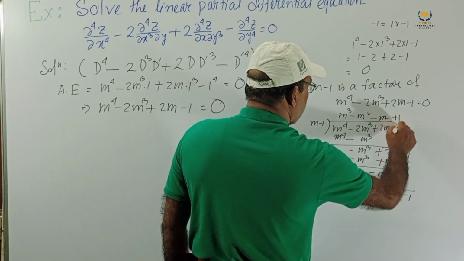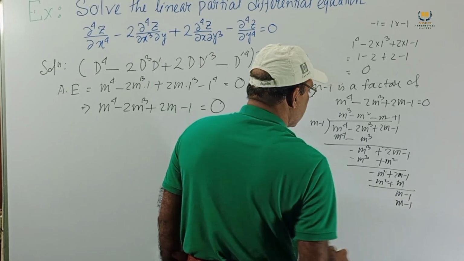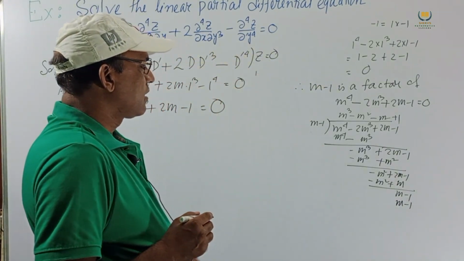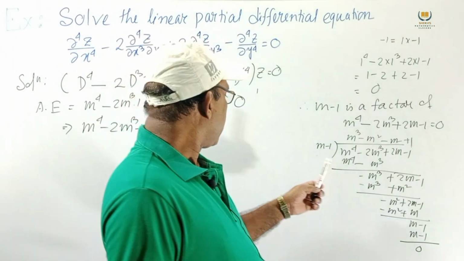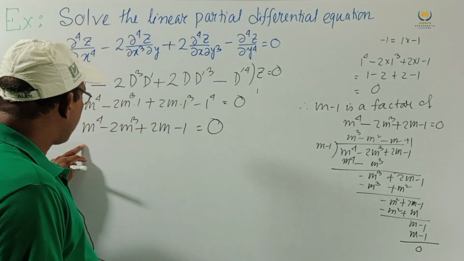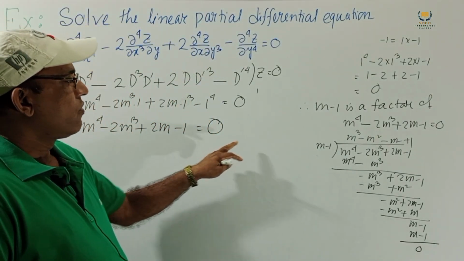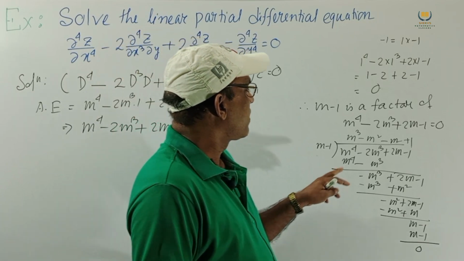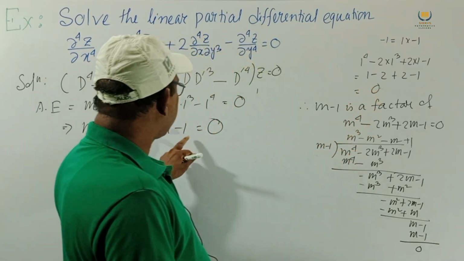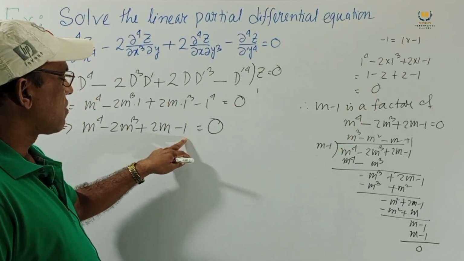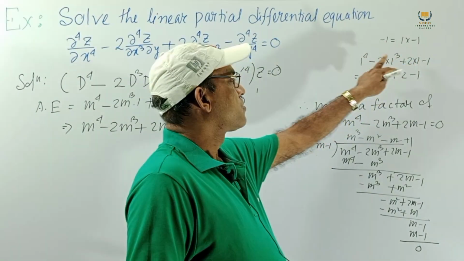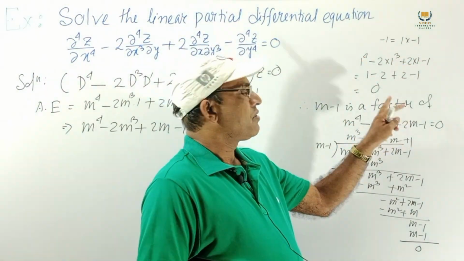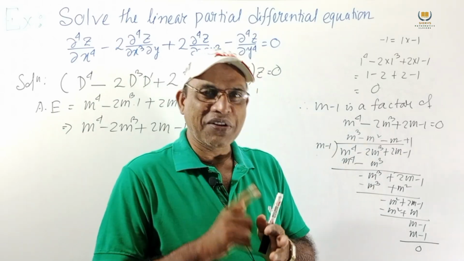If we put 1, then we get m minus 1. So this is our rule: if we are unable to factorize, then we use this factor theorem. First we collect the last constant number. This is minus 1. Minus 1 means 1 into minus 1. So this will be 0 by putting 1 or minus 1.